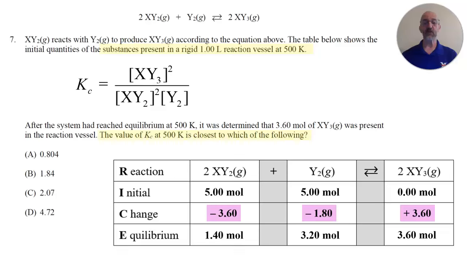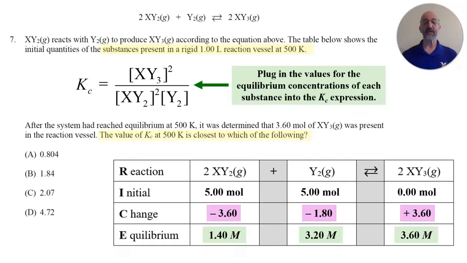So looking at the final row of my RICE table, 1.4 moles of substance XY2 divided by a volume of 1 liter gives me a molarity of 1.4 moles per liter. Similarly, we have 3.2 moles of substance Y2 divided by 1 liter for a concentration of 3.2 moles per liter, and then 3.6 moles divided by 1 liter, the concentration of substance XY3 at equilibrium is 3.6 moles per liter. Well, now that I have the concentration of all 3 substances in the reaction vessel at equilibrium, what I will do is pick up my calculator to do the math.